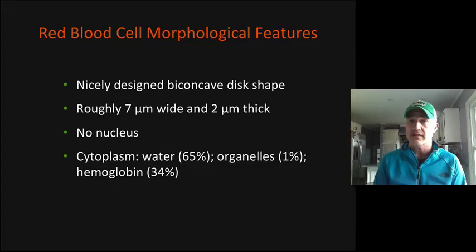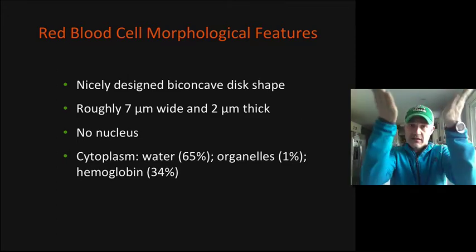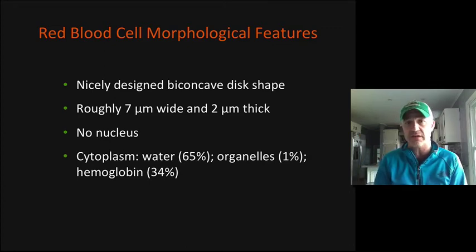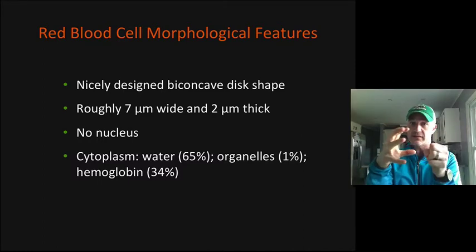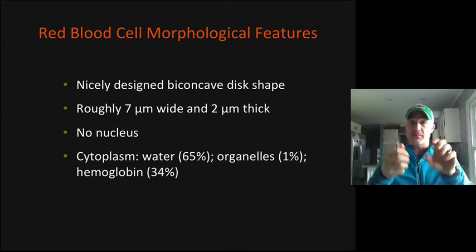Like I said, they're a biconcave disc. If you think about a donut, but with the inside of the donut filled in, that's what we get with a biconcave disc. This shape gives them a couple of benefits. One is that when you have a spherical cell going through a narrow area and the cell's a little bit bigger, it's going to try to go through and get stuck. By having this biconcave disc, they have the ability to flex a little bit.